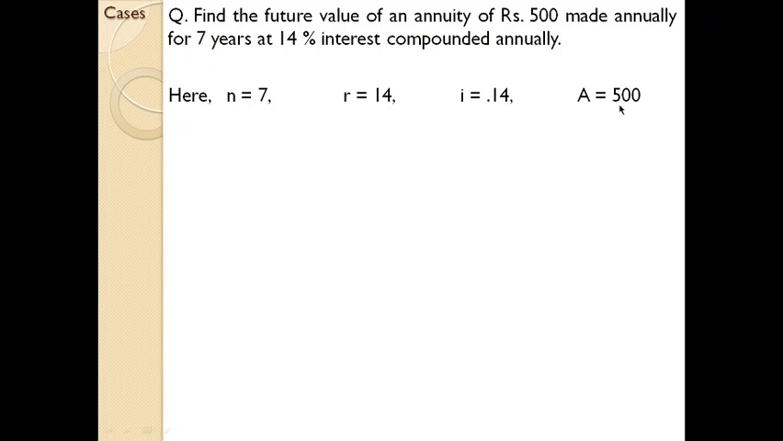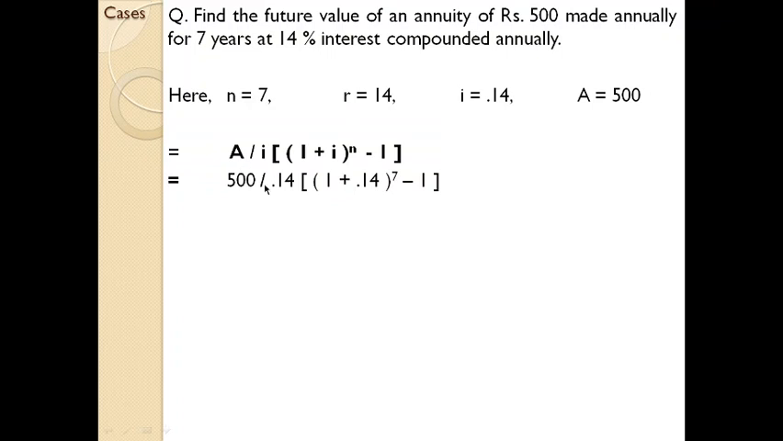You are asked to find the amount at the end of the certain period. So the equation for finding the amount at the end of the certain period is A divided by I into (1 plus I) raised to n minus 1. We will substitute the details extracted from the question. Here n equal to 7, R equal to 14, I equal to 0.14, and A is 500. Substituting the same in the equation, A is 500 divided by 0.14 into (1 plus 0.14) raised to 7 minus 1.